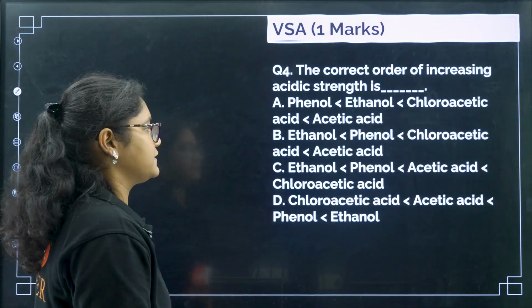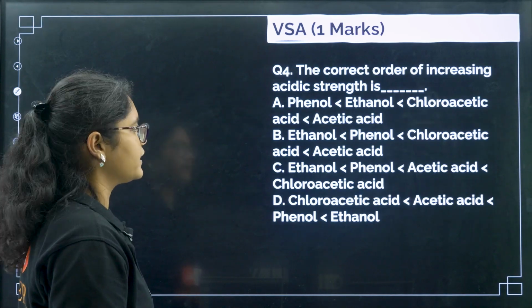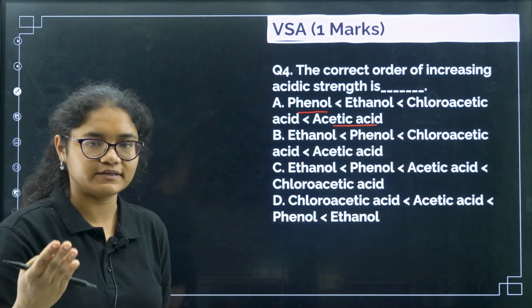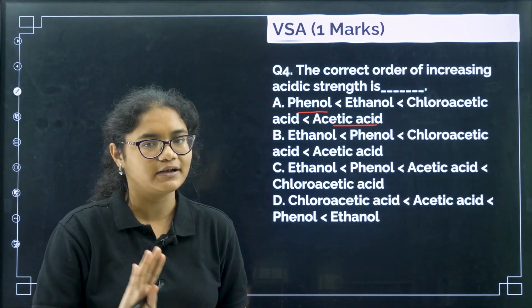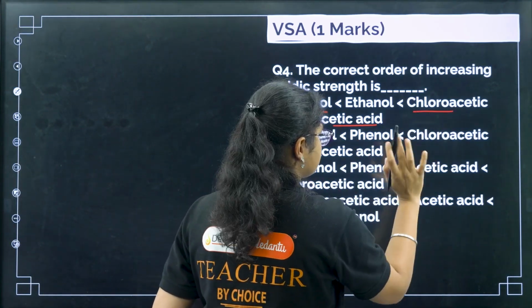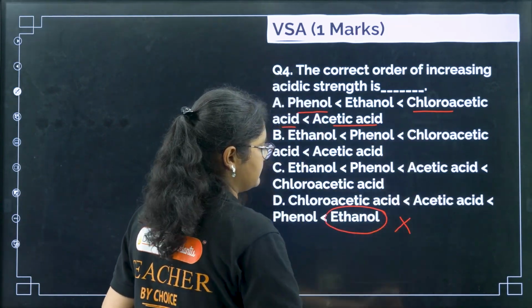Okay. Next, the correct order of increasing acidic strength. Okay, so for acidic strength, you have alcohols and acetic acids. Always carboxylic acids are more acidic, undoubtedly. So definitely acetic acid or chloroacetic acid has to be at the starting, and that is there in all options except ethanol. So we can eliminate this option.